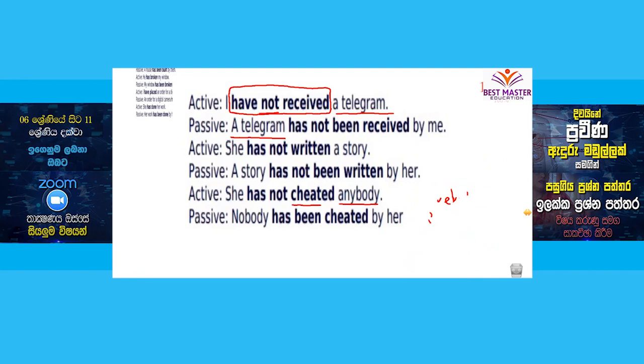Right. Therefore, in this sentence, anybody is the object, has come here. Nobody changed into anybody. This is another special feature here in this sentence.